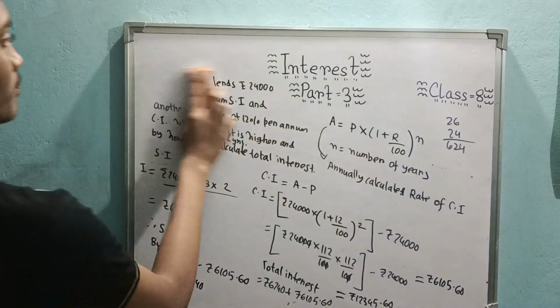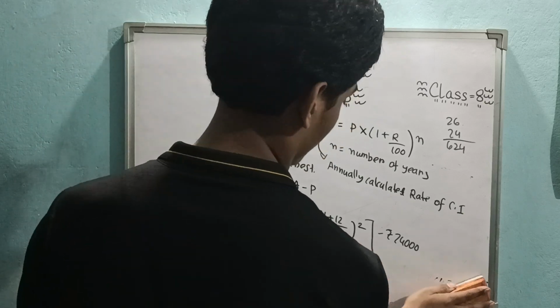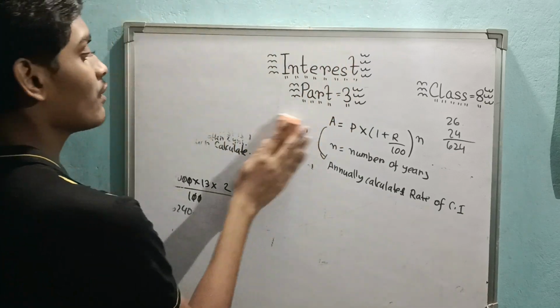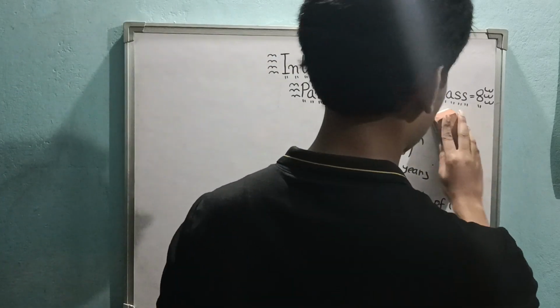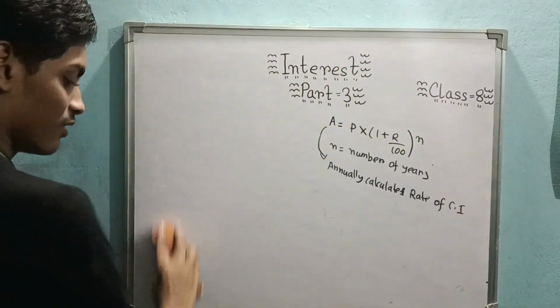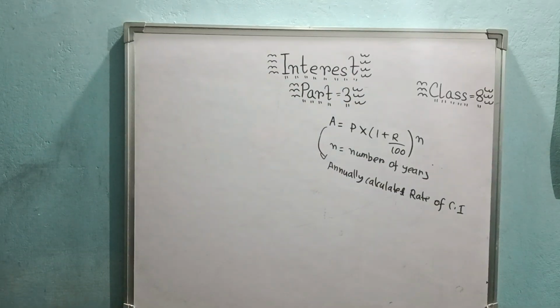Now let's see the next one. Who knows, the next sum might be the last sum. For interest for class 8. Not for class 8, the chapter interest. Okay, don't take any other meaning. Let's see.